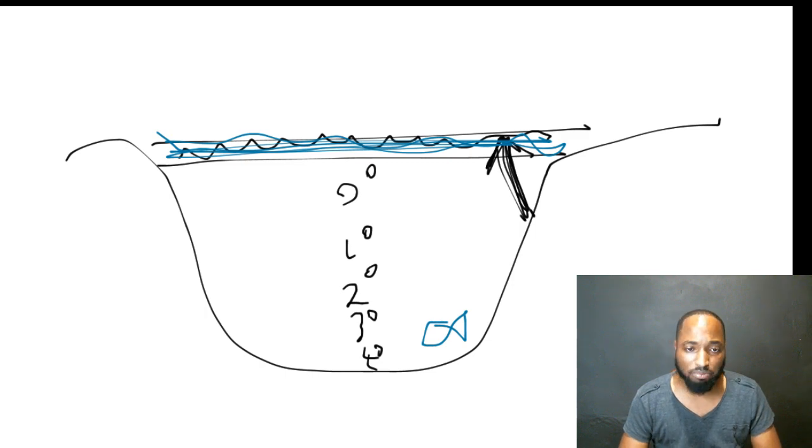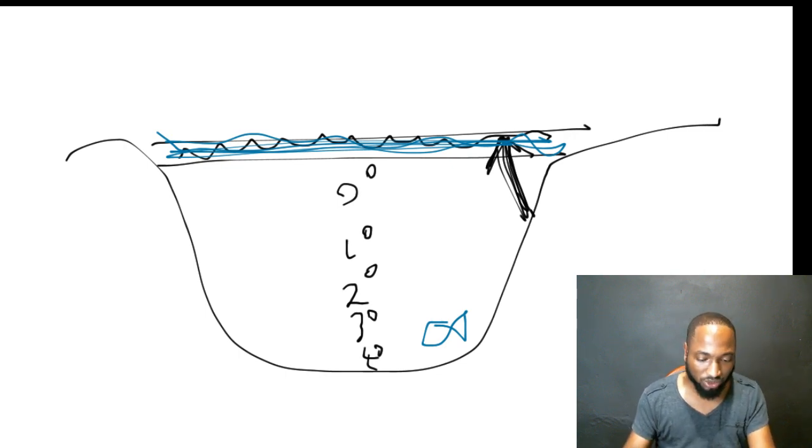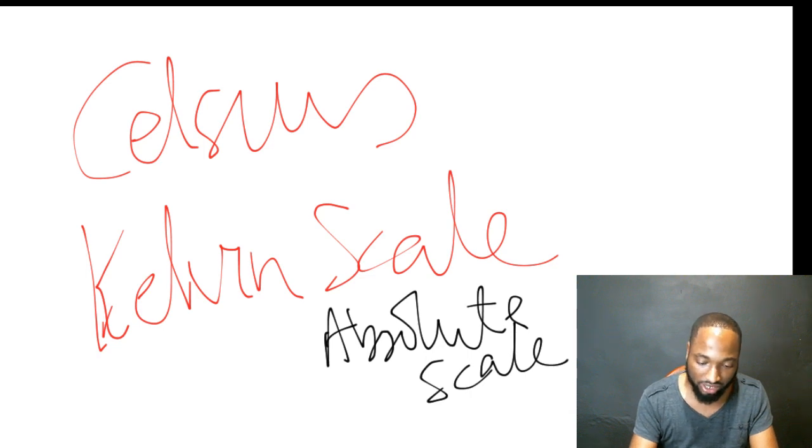Alright, so that characteristic of water is important for why the fish will stay alive. So we just needed to mention that. I mentioned that. It's done.